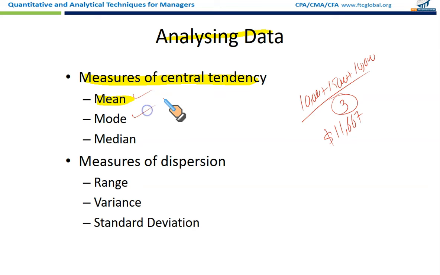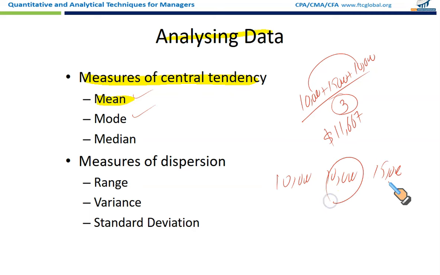Mod is the most common earnings amount. Like in our example, the most common is 10,000. The number you see the most, that is called mod. And median is that if you arrange the numbers in ascending order or in descending order, the middle number would be the median. So if you line this up, you have got 10,000, 10,000, and 15,000. So the middle value is called the median. Lowest to highest, the mid value would be your median. So these are the three tools under the measures of central tendency.